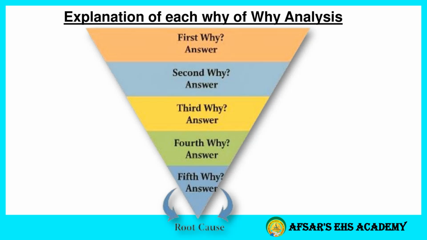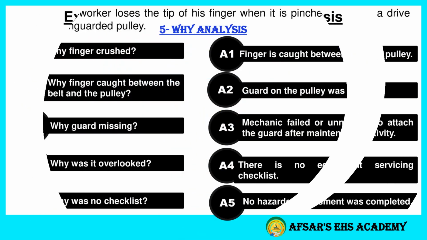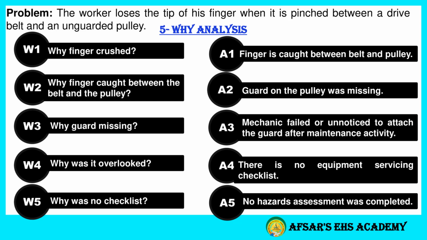Lastly, we have to remember, if we have reached the fifth why and are still dealing with process related causes, we may have to dive into one or two more whys to reach the systematic cause. Look at this example. The problem here is the worker loses the tip of his finger when it is pinched between a drive belt and an unguarded pulley.